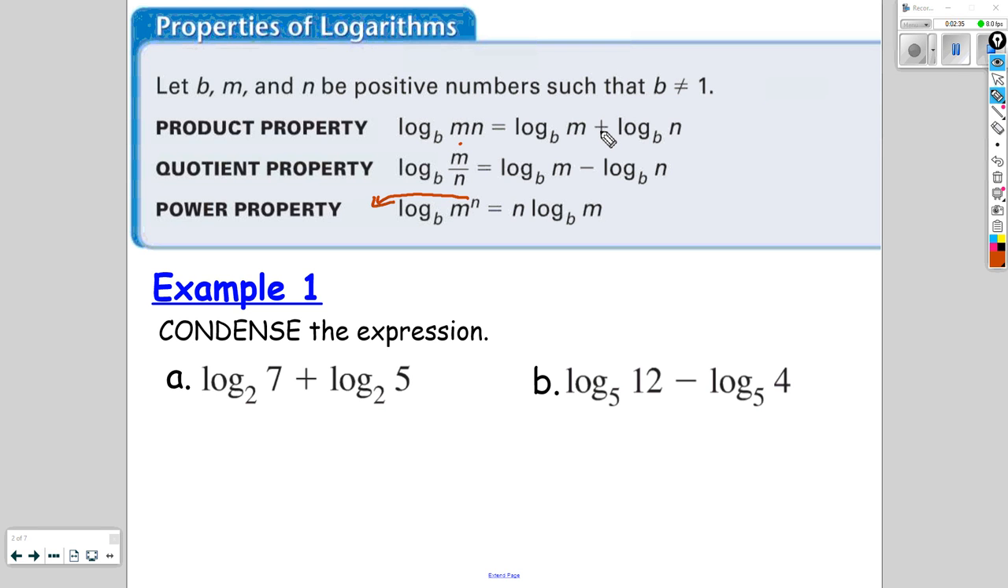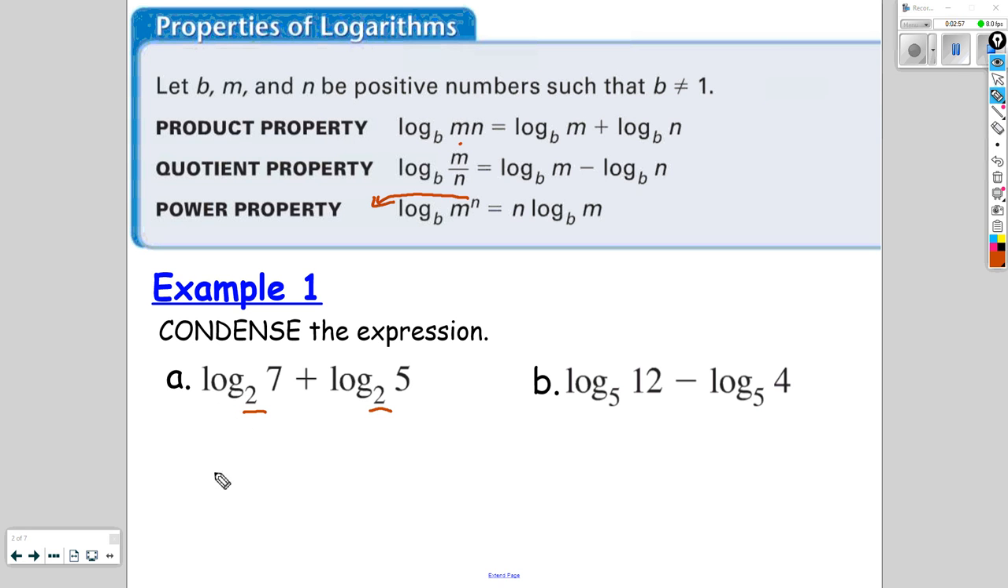All right, so in example 1, we're going to condense the expression. It says log base 2 of 7 plus log base 2 of 5. Key thing here is we can only condense this expression if the base is the same. If the base isn't the same, we can't condense the expression using this exact property.